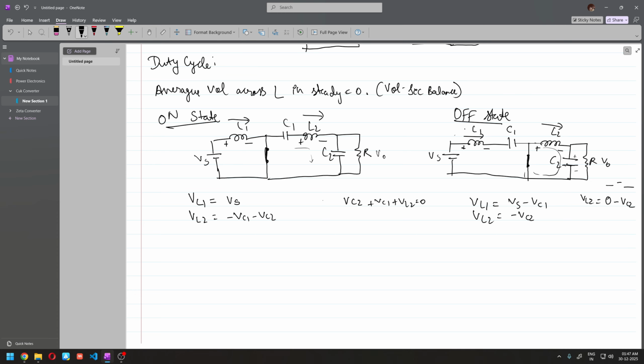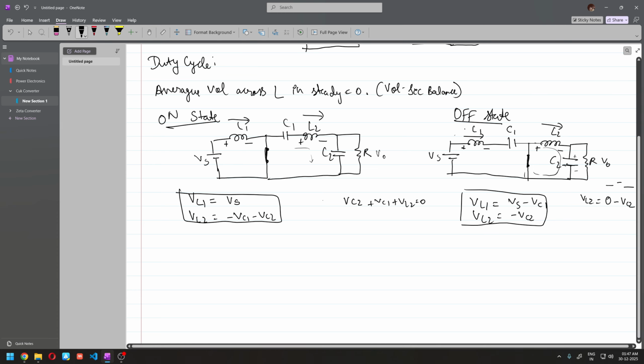So now that we have the 4 equations here, these are our equations, and now we can move on to writing the duty cycle equation, and for that we'll use the volt second balance, as I said. So let's write, according to the volt second balance, the average voltage has to be 0 for one switching cycle, as I said.